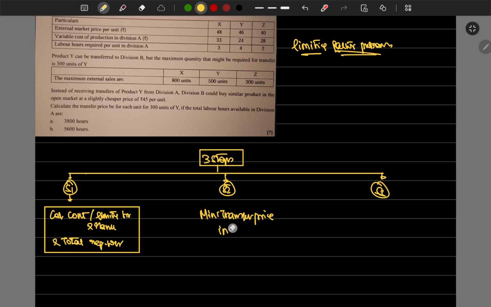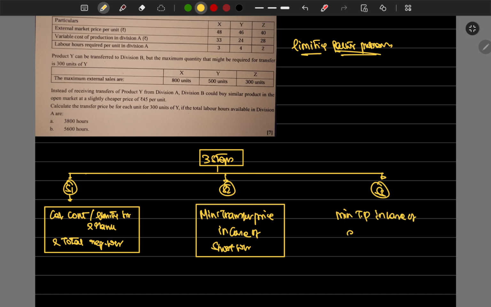in case of short hours, minimum transfer price in case of excess hours. In this problem, this is how the structure will be. You will get to know when we start solving the problem.